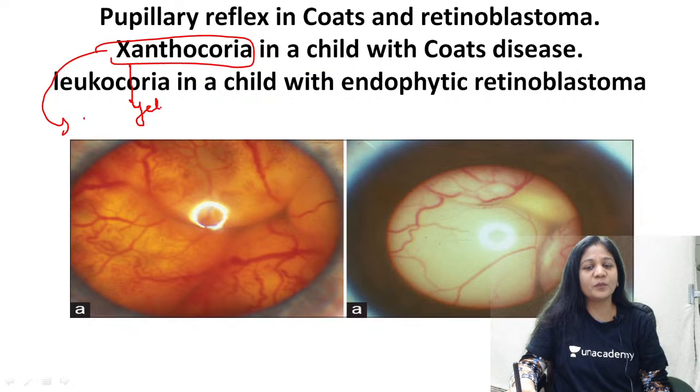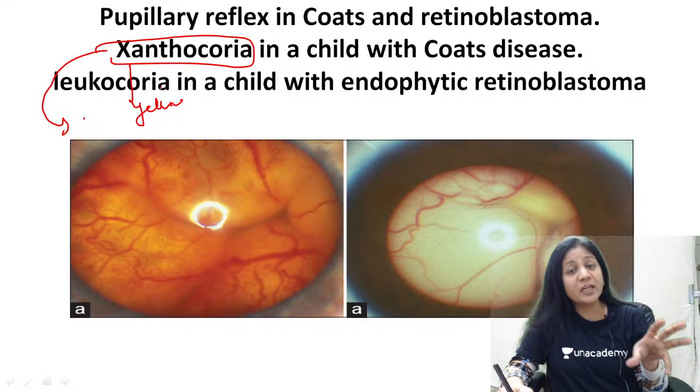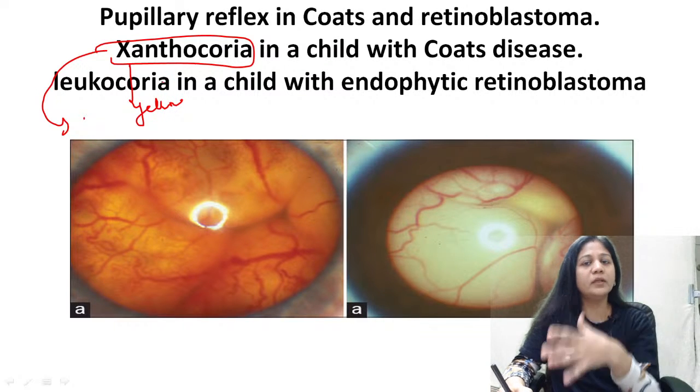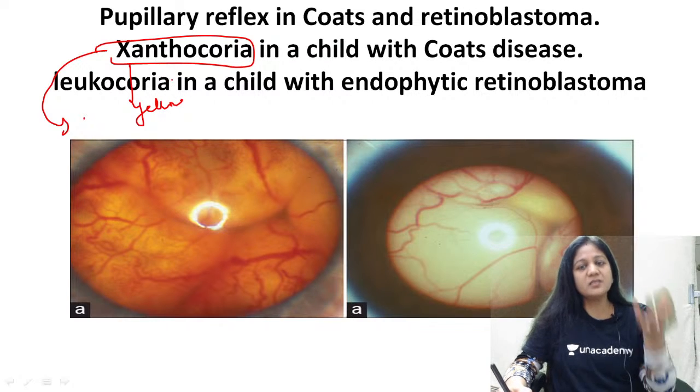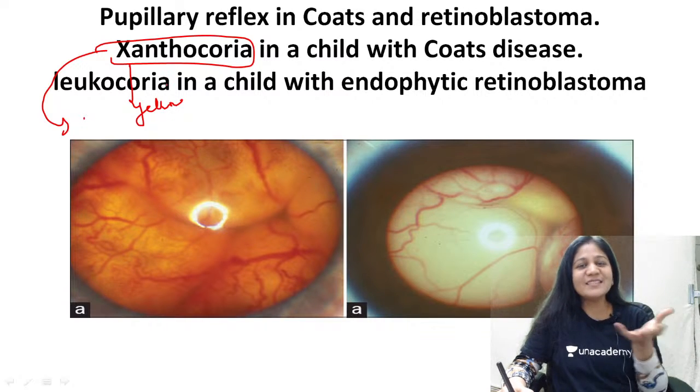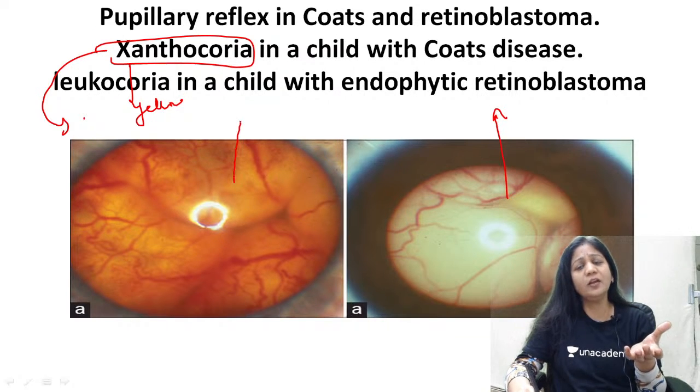Xantho means yellow. So it's not absolutely a white pupillary reflex. That is a common term which we use, but actually it is xanthocoria. Now why this yellow look? Kindly see the difference. This is for retinoblastoma, a whitish pupillary reflex. This is kind of yellow.